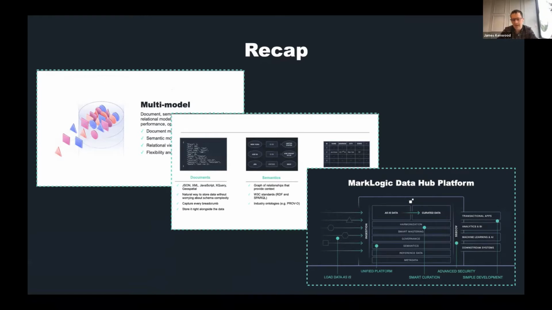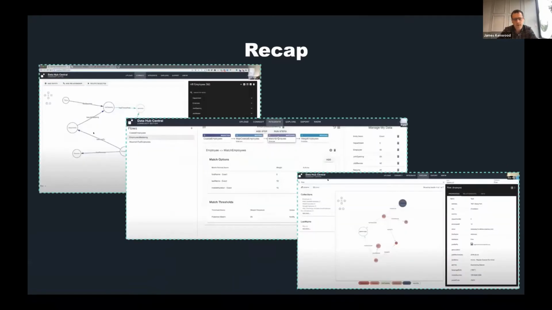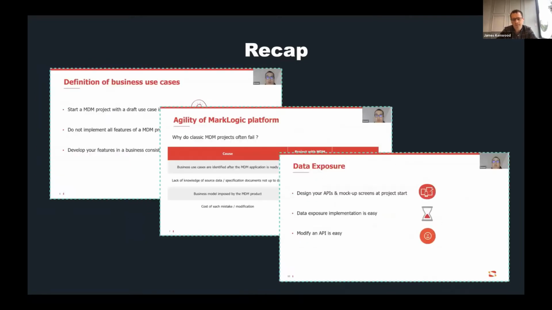On our second day, we had a fantastic session from Frank, who's going to be talking later, who demoed some of our smart mastering features, which I know, again, you'll hear more about today. Frank showed how we integrate, harmonize, and track the provenance of data, and even how you can unmerge records as it becomes clear records should have remained unmerged through the process.